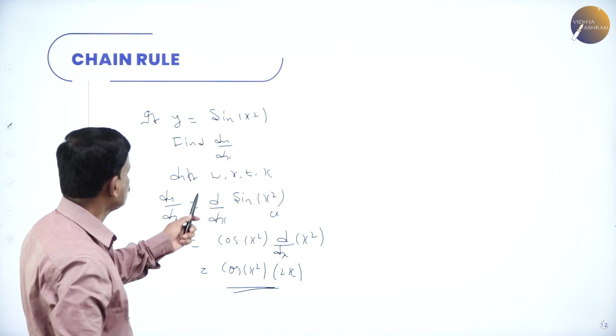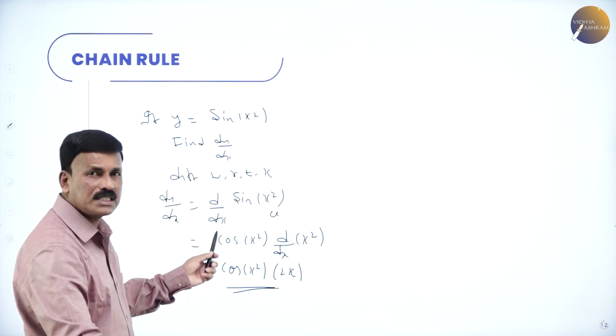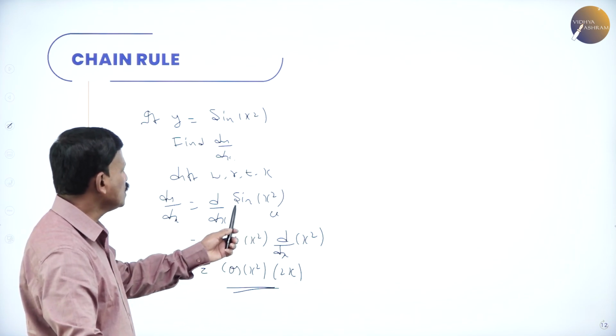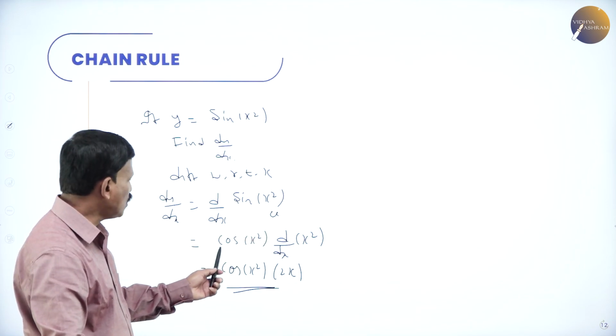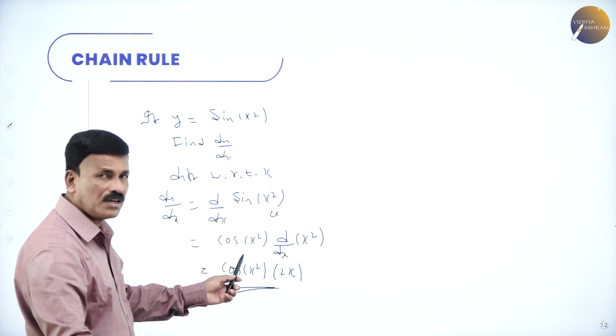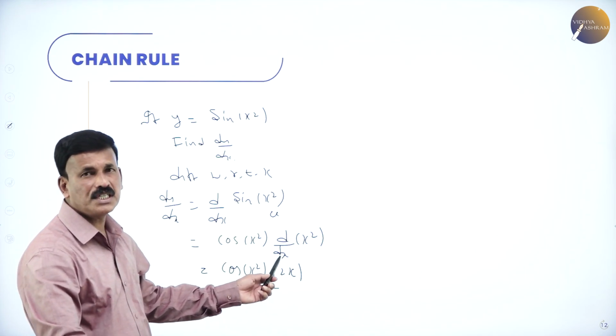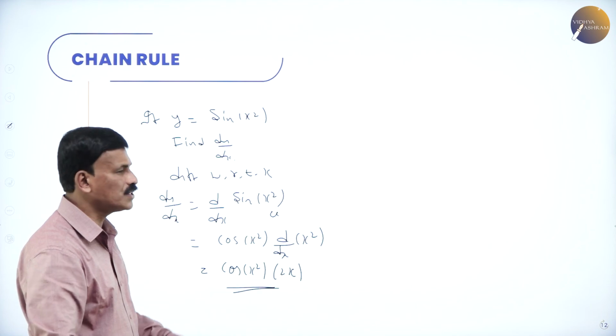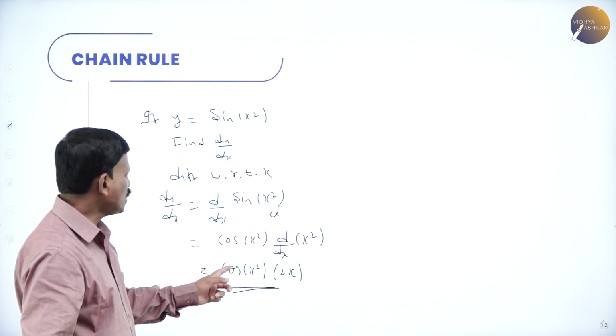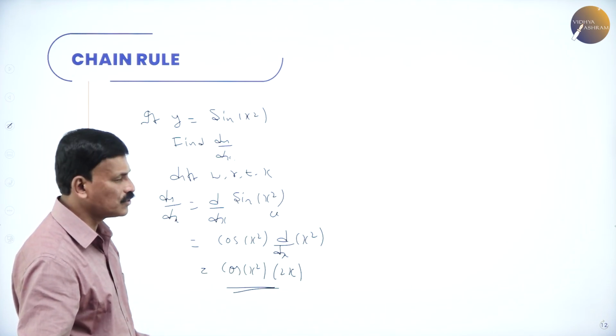See here, differentiating with respect to x, d by dx of sine of x square. Differentiation of sine x is cos x. Instead of x, we have x square, into differentiating x square separately. D by dx of x square is 2x. So the answer is cos x square into 2x, or 2x into cos x square.